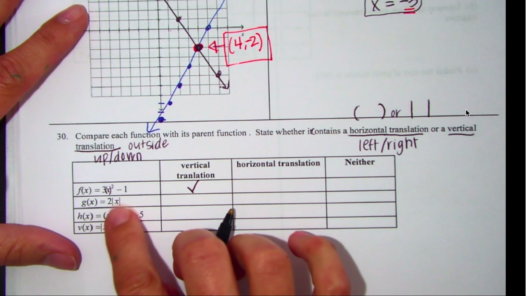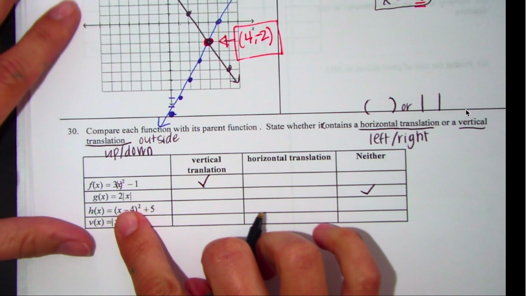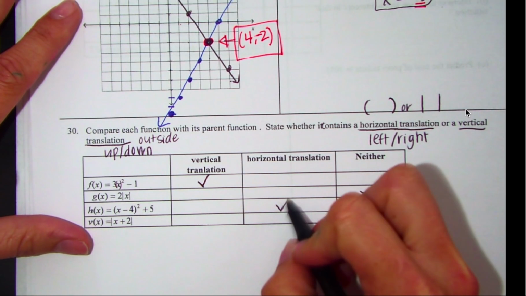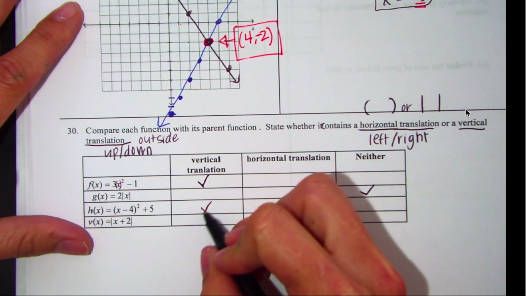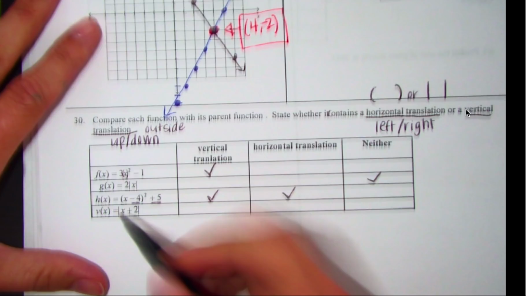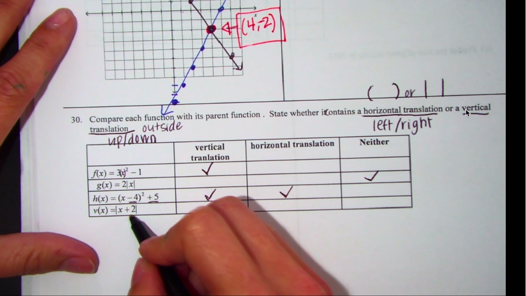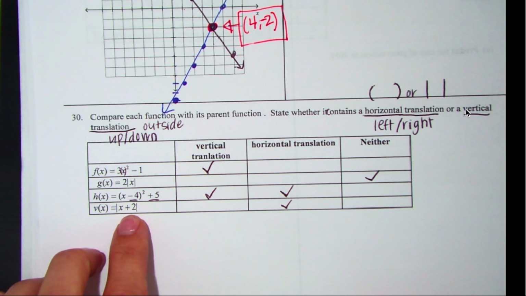All right, so this one, there's actually no translation happening because there's no number adding inside the absolute value and there's no number adding on the outside. So this is neither. Right here, minus 4 is telling us to translate 4 to the right. So again, inside, that's going to be our horizontal translation, minus 4. And then the plus 5 on the outside tells us translating up 5, meaning it has a vertical translation. So it has the horizontal here and the vertical translation here. And then for v of x, this last one, plus 2 inside the absolute value means to move left 2. That is going to be a horizontal translation because, again, it's inside telling me to go left. So horizontal.